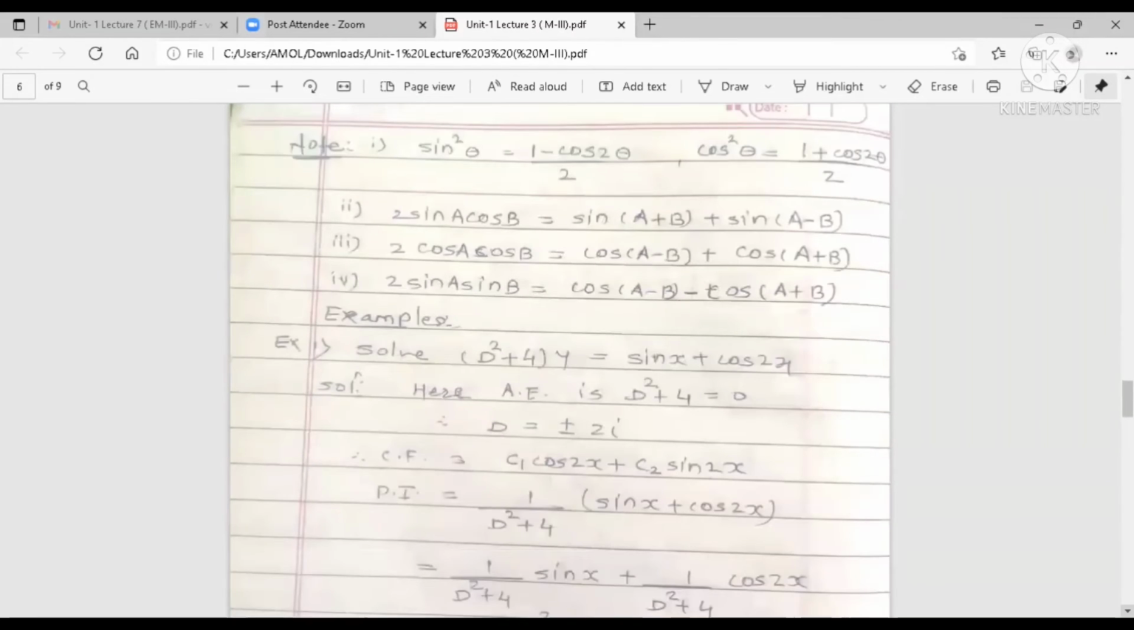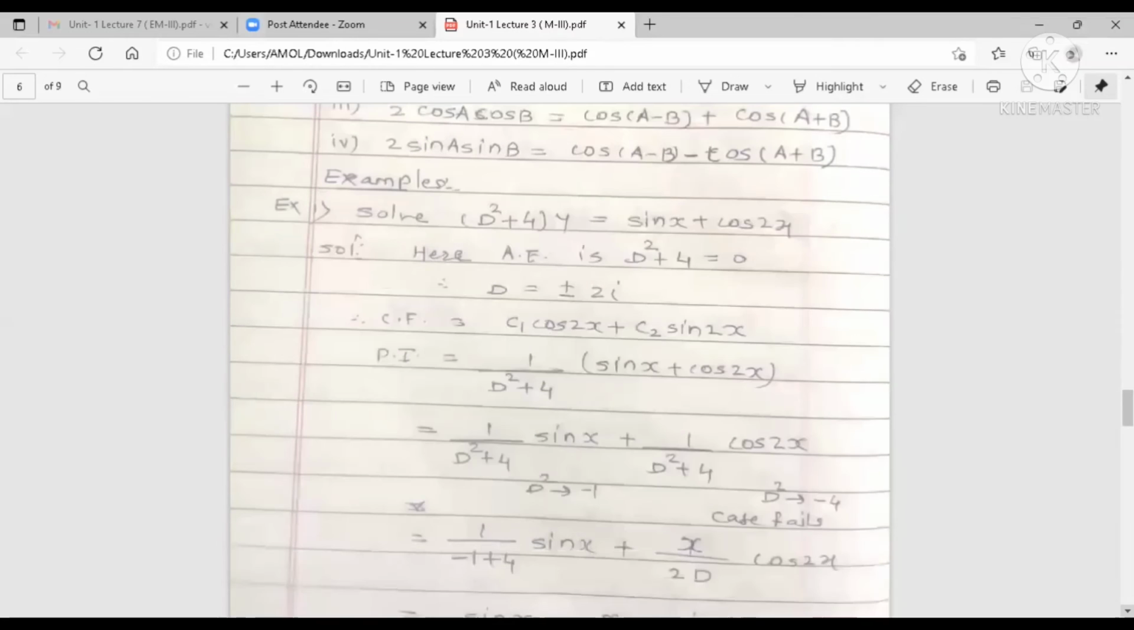Now here, you revise the formulae of trigonometric results. The first one is sine square theta is equal to 1 minus cos 2 theta by 2. Cos square theta is equal to 1 plus cos 2 theta by 2. Then product formulae: 2 sin a cos b is equal to sine of (a plus b) plus sine of (a minus b). 2 cos a cos b is cos of (a minus b) plus cos of (a plus b). 2 sin a sin b is equal to cos of (a minus b) minus cos of (a plus b). Now the examples here.